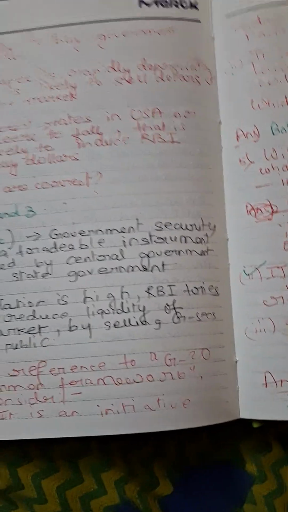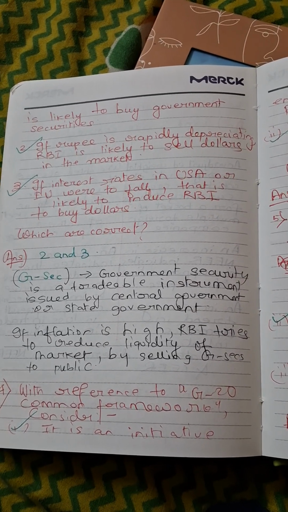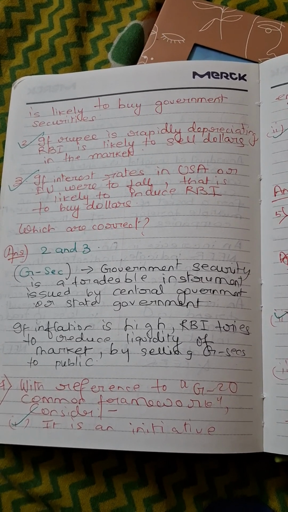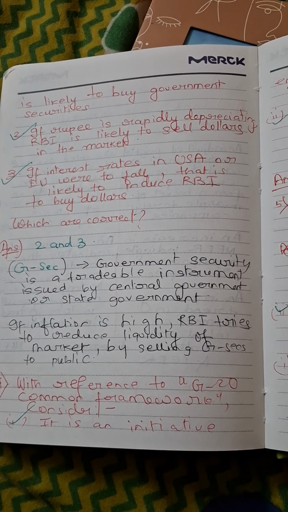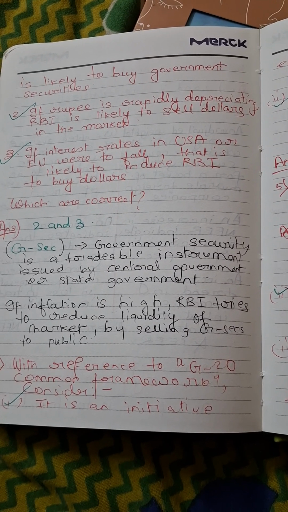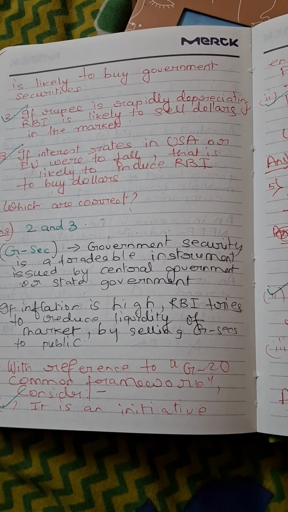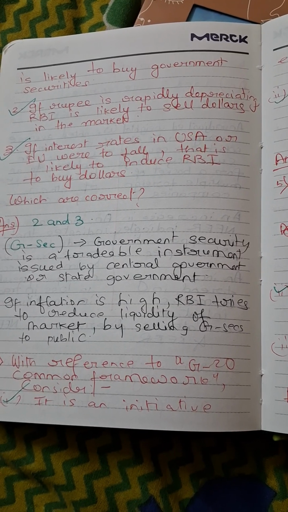That is, if rupee is rapidly depreciating, RBI is likely to sell dollars in the market. If interest rates in US or EU were to fall, that is likely to induce RBI to buy dollars. So what is GSEC? Government security is a credible instrument issued by central government or state government. If inflation is high, RBI tries to reduce liquidity of market by selling GSECs to public.